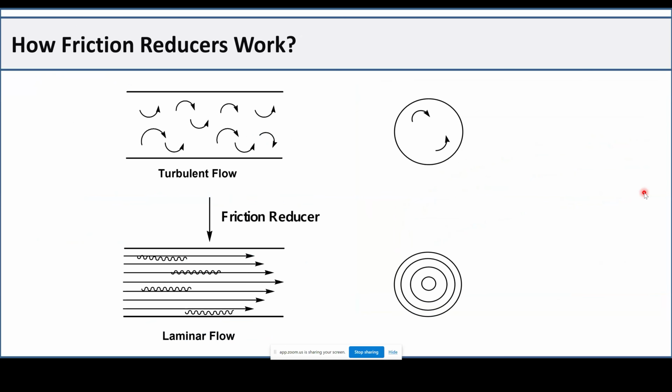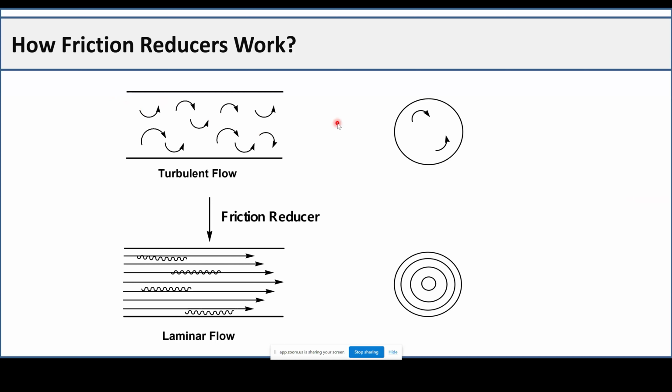So, how the friction reducer works is pretty simple. When we are talking about a really high injection rate, you are definitely talking about turbulent flow, and it's that turbulent flow that causes the friction drop. You have a lot of vortex in the flow. This vortex consumes more pressure to overcome it and move through the pipes.